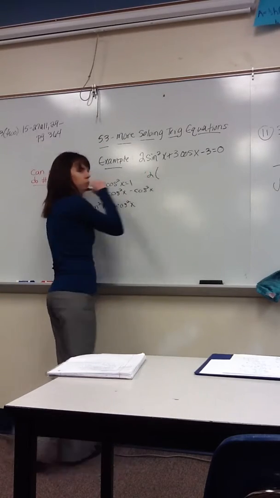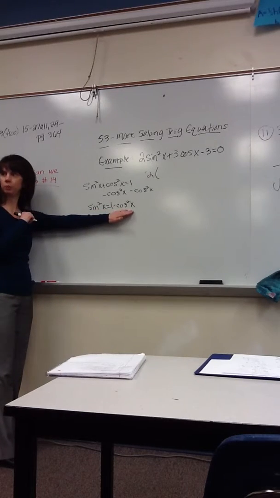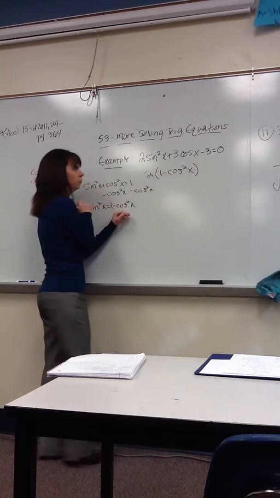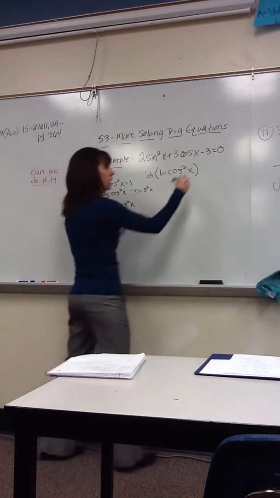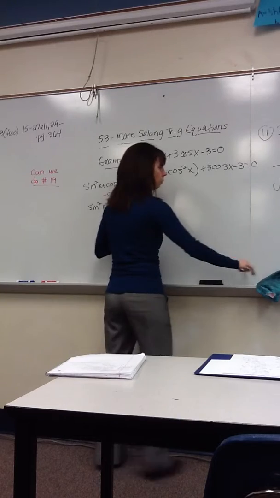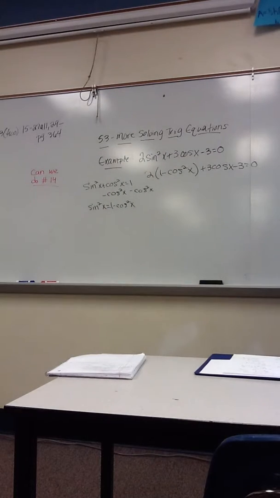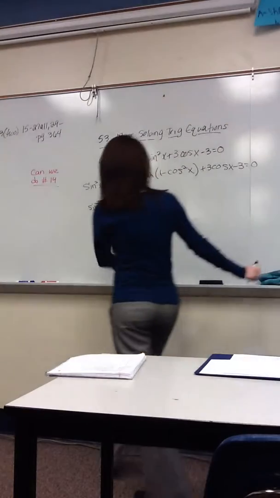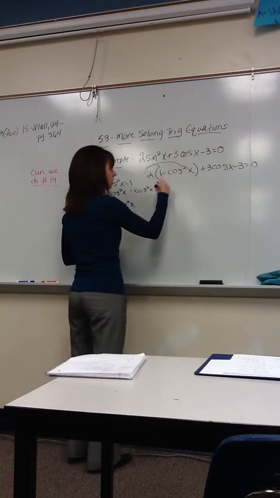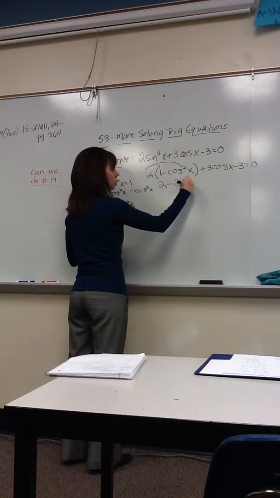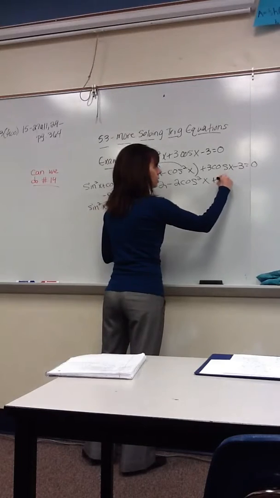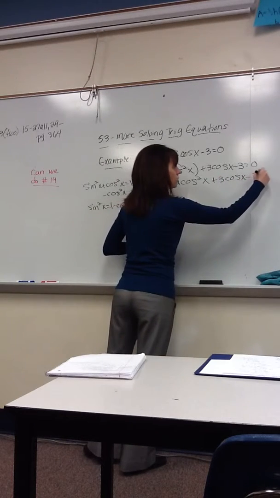So I have 2. I'm going to replace my sine squared with this. 1 minus cosine squared of x. And then I'm just going to write everything else down. Plus 3 cosine of x minus 3 equals 0. I have this 2 outside of the parentheses, so I should probably distribute it in. Very nice. So I have 2 minus 2 cosine squared of x plus 3 cosine of x minus 3 equals 0.